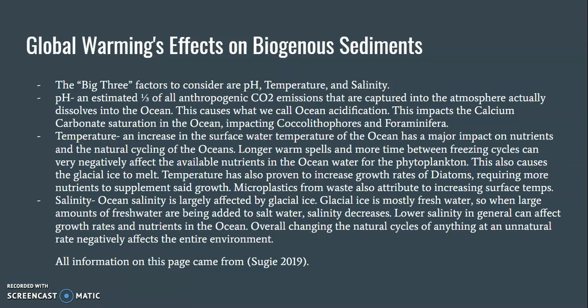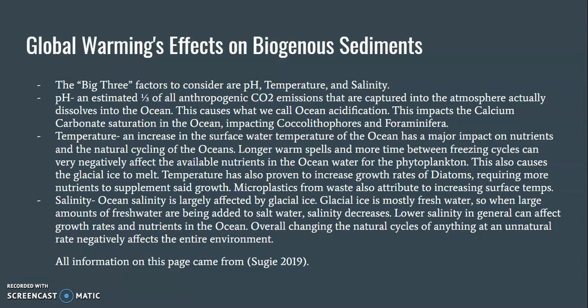Now we'll discuss global warming's effects on our biogenous sediments. There is a big three of factors to consider, which are pH, temperature, and salinity. When we're talking about pH, an estimated 1/3 of all anthropogenic CO2 emissions that are captured into the atmosphere actually dissolve into the ocean. This causes what we call ocean acidification. This impacts the calcium carbonate saturation in the ocean, impacting coccolithophores and foraminifera.